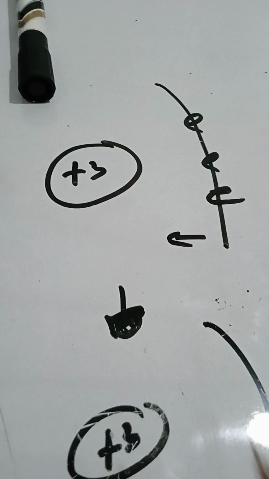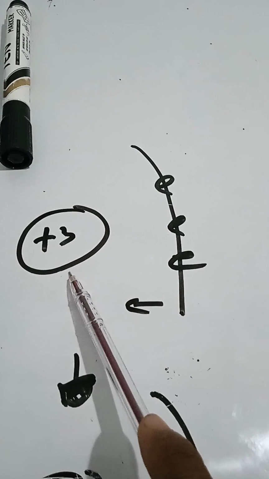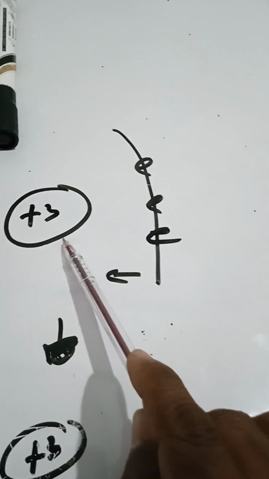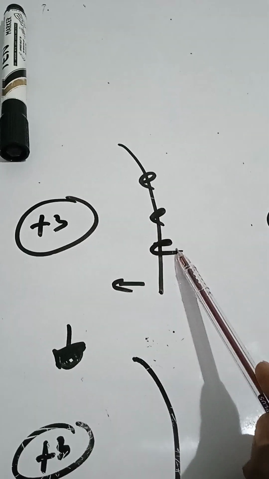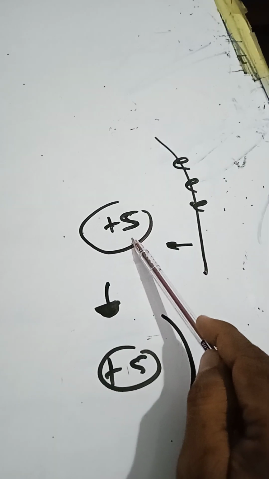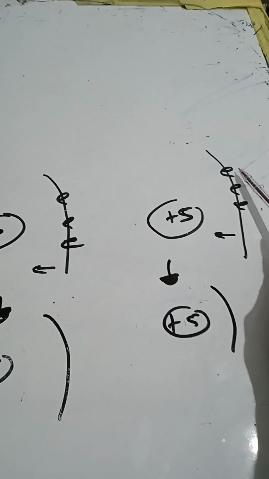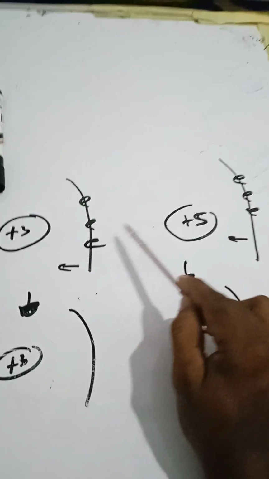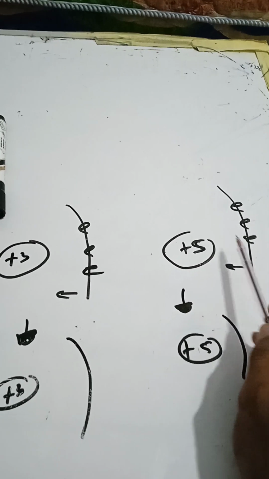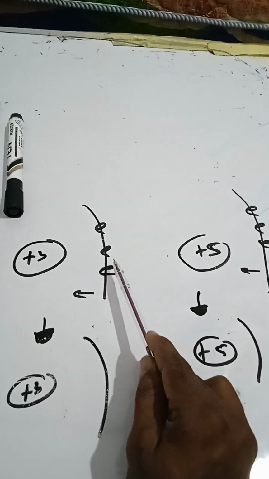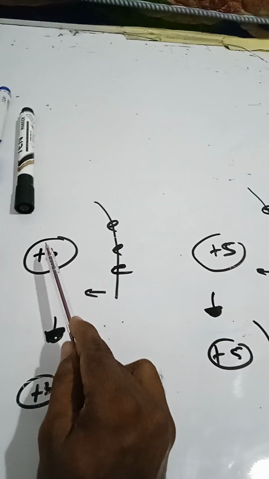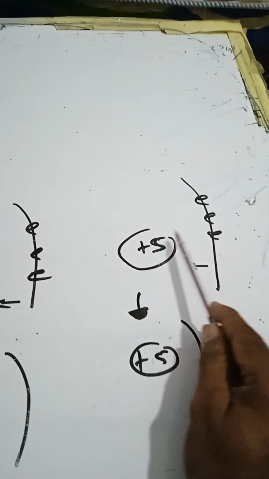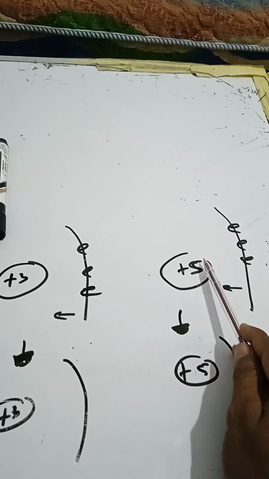Now, for an example, consider a 3 plus charge and 3 electrons. So what is the charge of the nucleus? Plus 3. And how many electrons are there? 3 electrons. And what is the charge of the nucleus here? Plus 5. But how many electrons are there? 3 electrons. Right? So here plus 3 with 3 electrons, and plus 5 with 3 electrons. These 3 electrons are attracted by the plus 3 charge, and these 3 electrons are attracted by the plus 5 charge. So which one has a greater attraction?